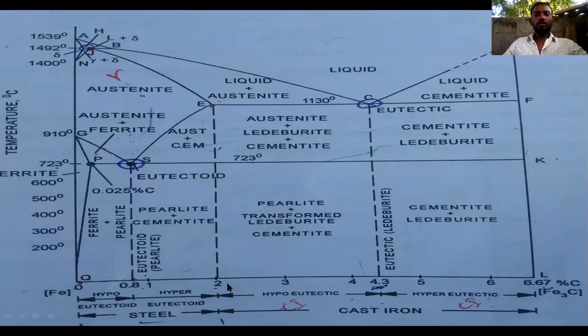So next one is 2 to 4.3% we can call as hypoeutectic one. So hypoeutectic for cast iron. So 4.3 to 6.67% carbon content we can call as hypereutectic one. So it is called as cast iron. The carbon content 0 to 2% is called as the steel one. The carbon content 2 to 6.67% is called as the cast iron one.